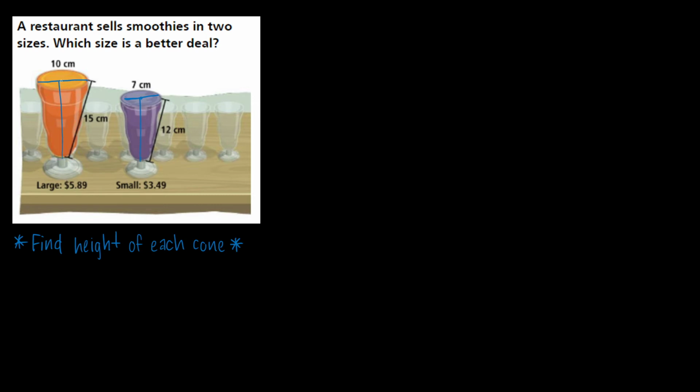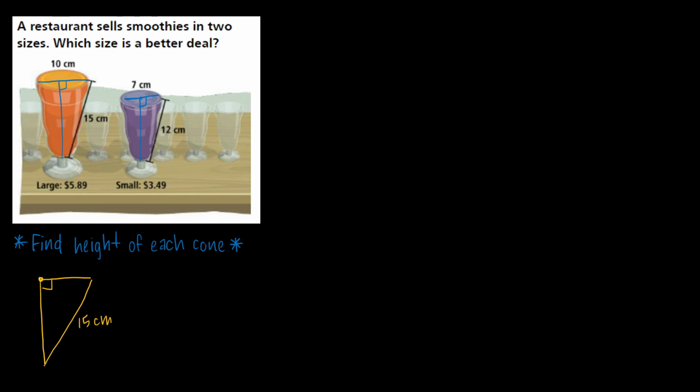So when I drew the height of each of these cups, notice that the height should form a right angle with the base of the cup, or the opening of the cup. I'm forming a right triangle here. So I'm going to draw my large smoothie right triangle from the height to the outer edge of the cup. And I'm going to fill in what I know. The outer edge, or the hypotenuse of a right triangle, is 15 centimeters.